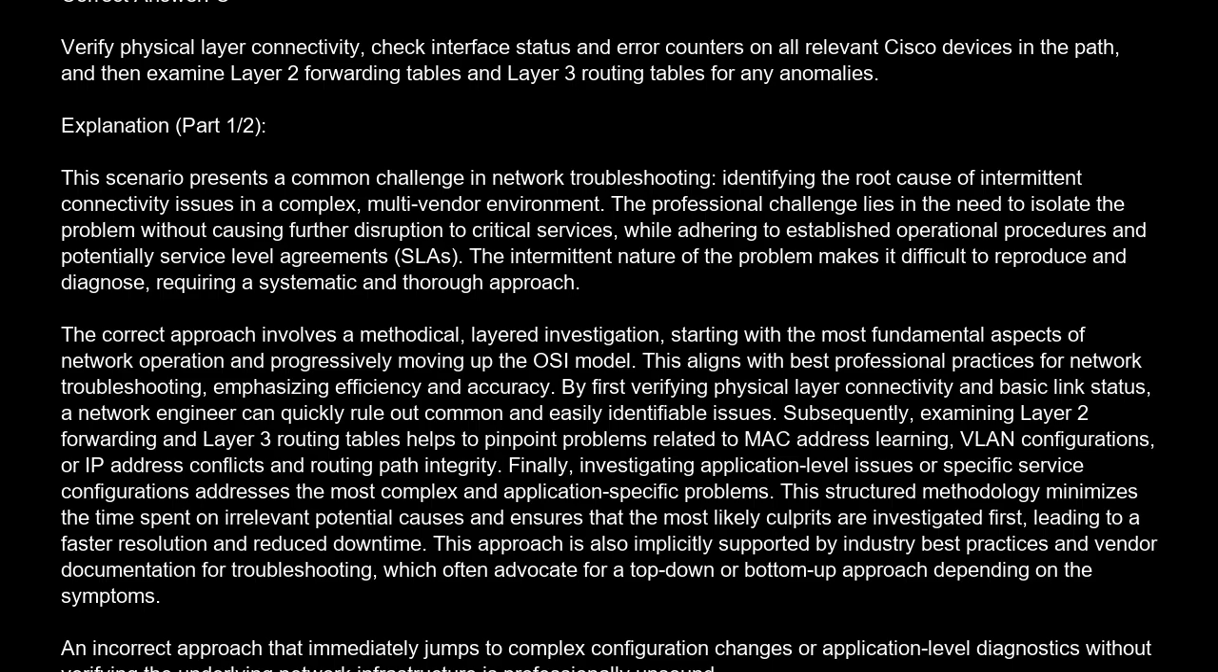Finally, investigating application-level issues or specific service configurations addresses the most complex and application-specific problems. This structured methodology minimizes the time spent on irrelevant potential causes and ensures that the most likely culprits are investigated first, leading to a faster resolution and reduced downtime. This approach is also implicitly supported by industry best practices and vendor documentation for troubleshooting, which often advocate for a top-down or bottom-up approach depending on the symptoms.